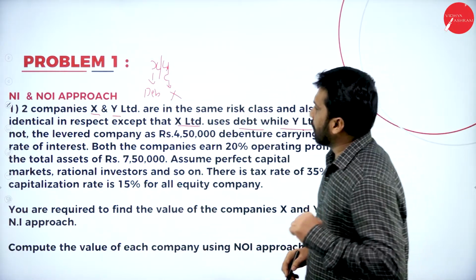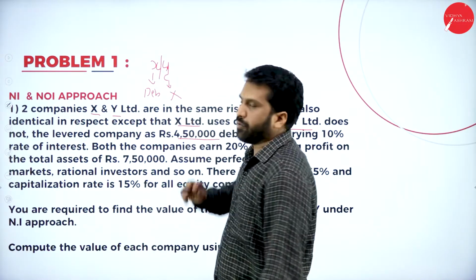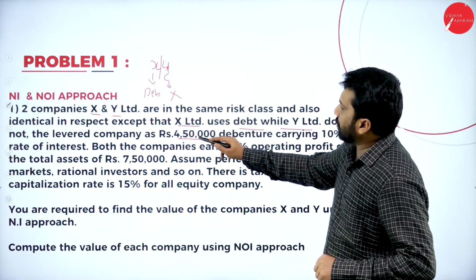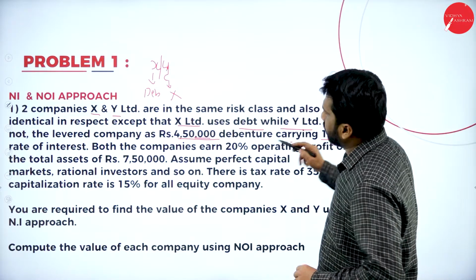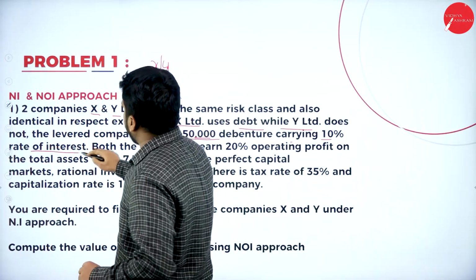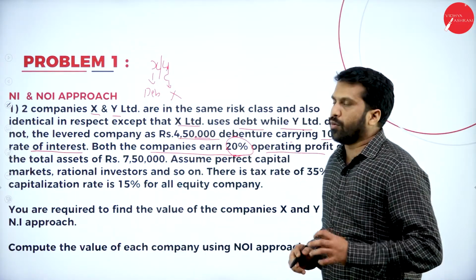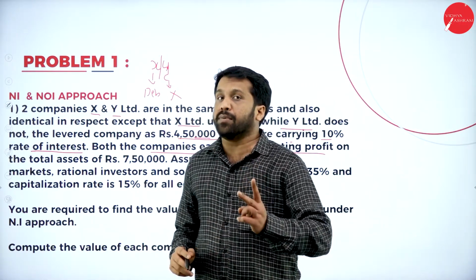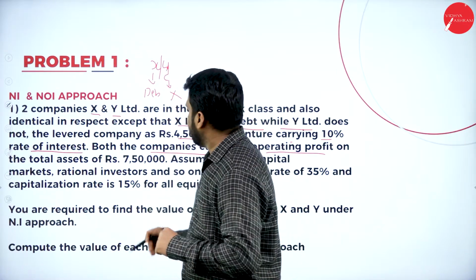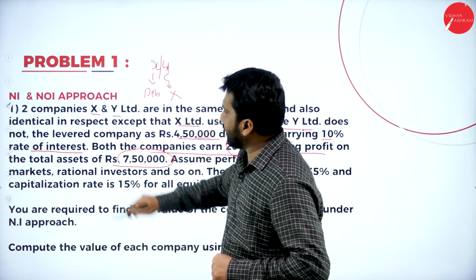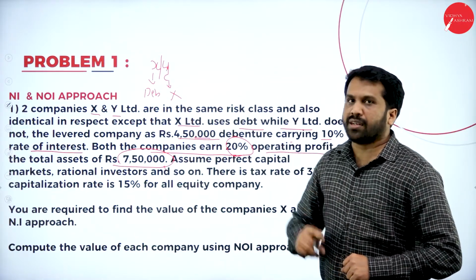Remember. Now, the levered company has 4,50,000. Levered means only X we are talking about. So, how much debentures do they have? 4,50,000 debenture carrying 10% rate of interest. Both the companies earn 20% operating profit. What is the operating profit? We have 20%. 20% should be calculated on your total asset. Whatever you have, profit on total assets means on this you are supposed to calculate.